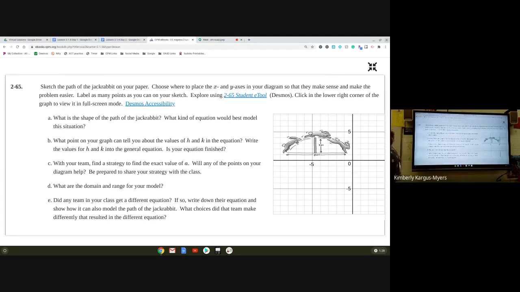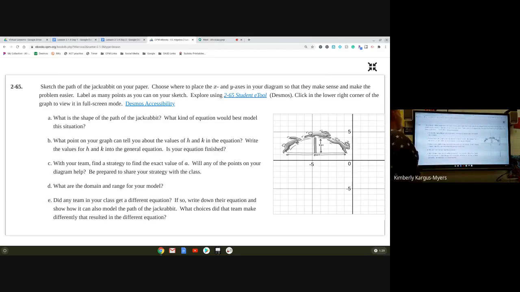For part A, it says, what is the shape of the path of the jackrabbit? What kind of equation would best model the situation? Well, I kind of already told you, right? It's going to be a parabola, a parabolic path, which means that the equation is going to have to be quadratic. So that means we're going to have an X squared in there somewhere. We know that already going in just based on the original picture.